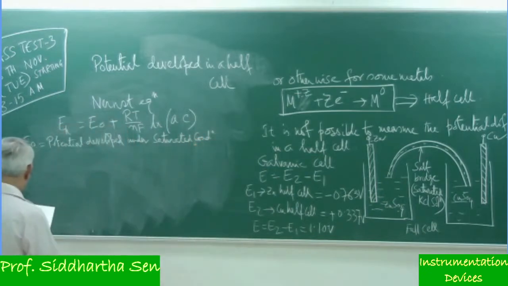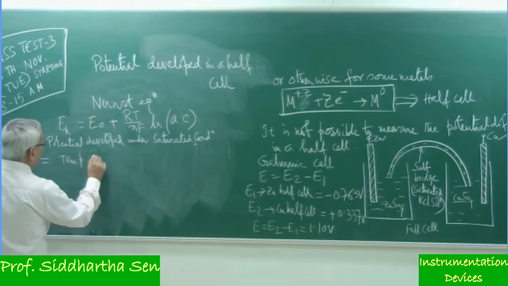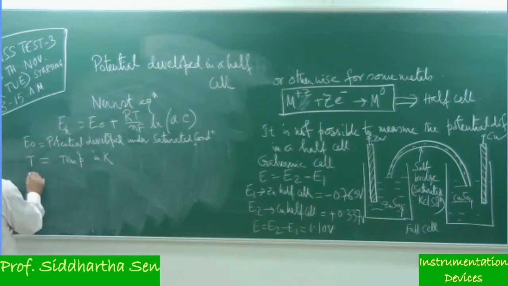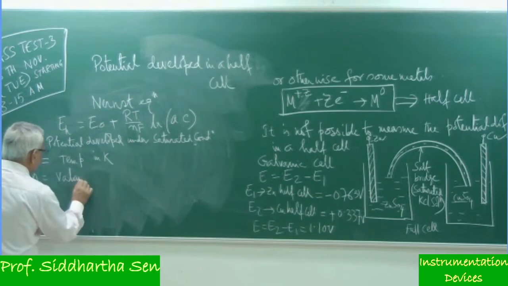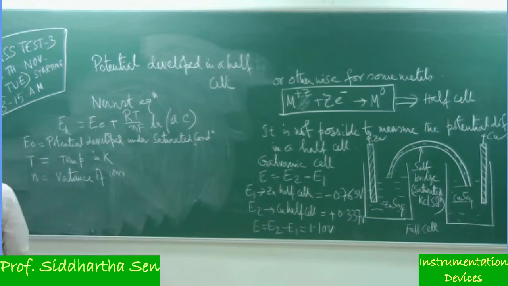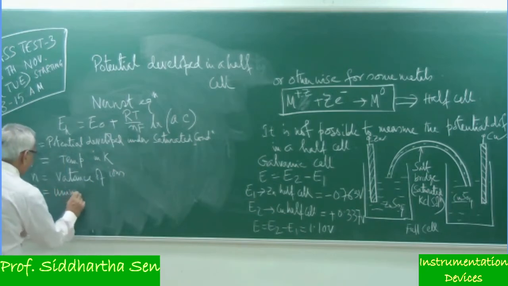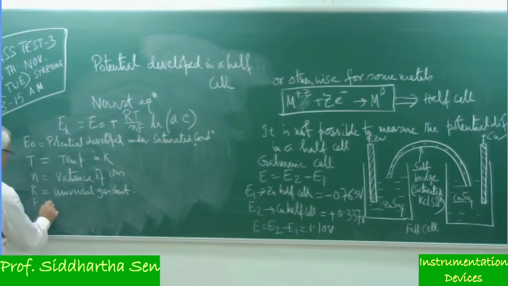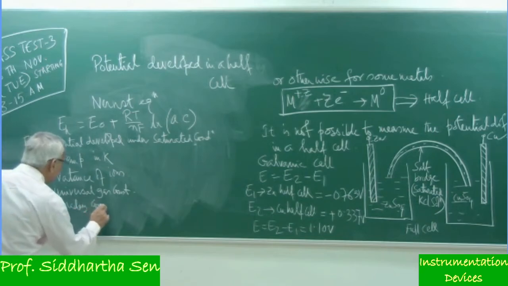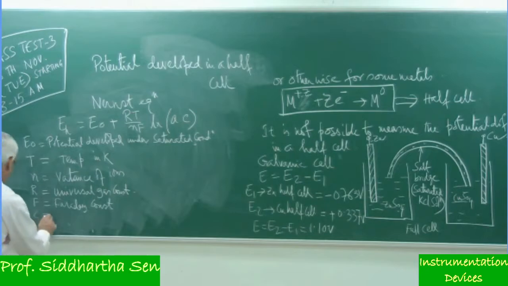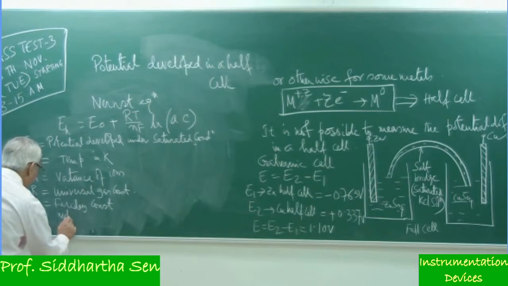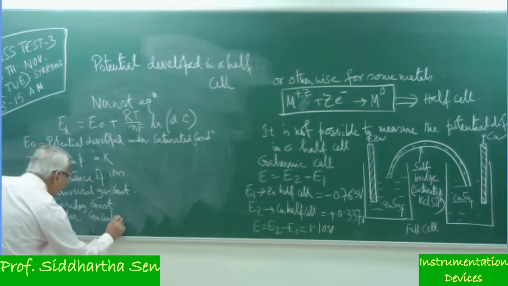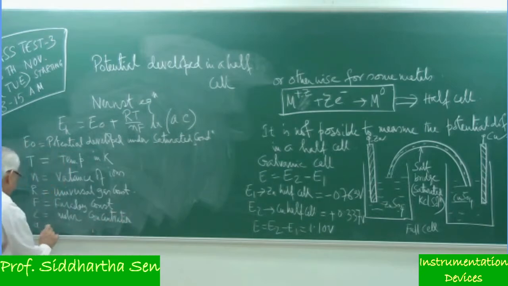But for dilute condition, what we have further is: T is the temperature in Kelvin, n is the valence of ions, R is the universal gas constant, F is called Faraday constant, C is the molar concentration, and a is called activity coefficient.